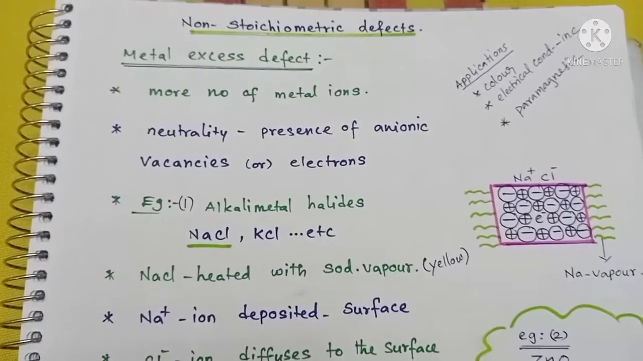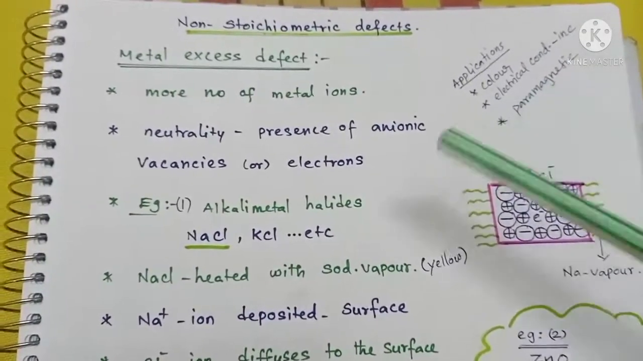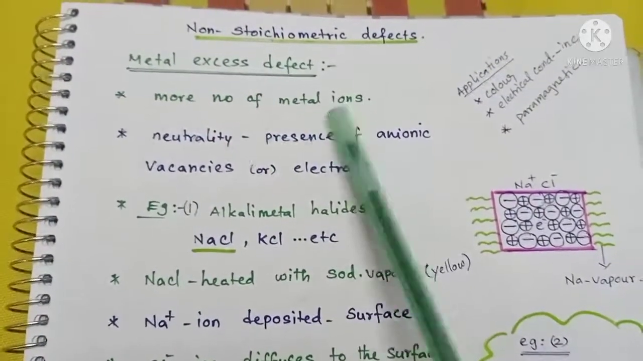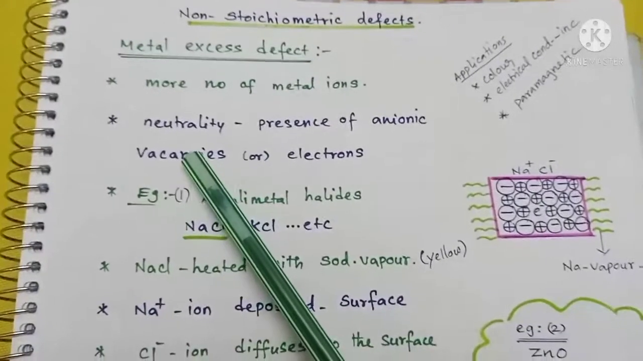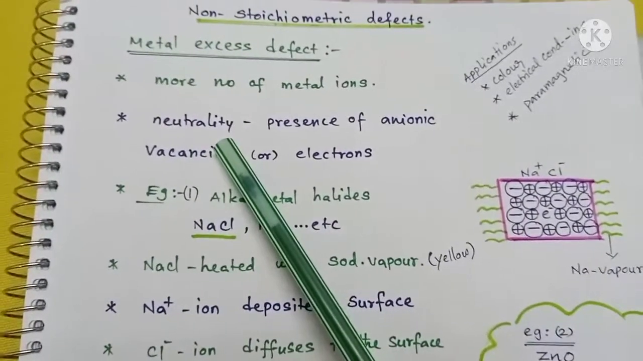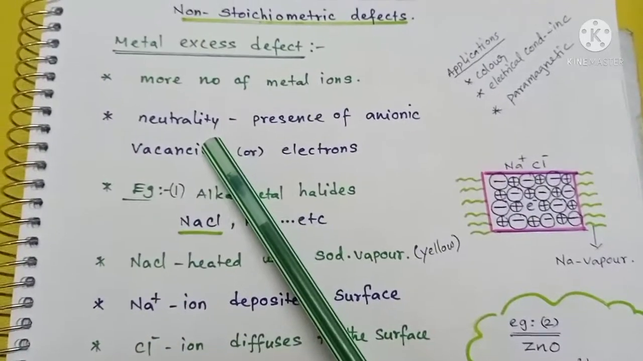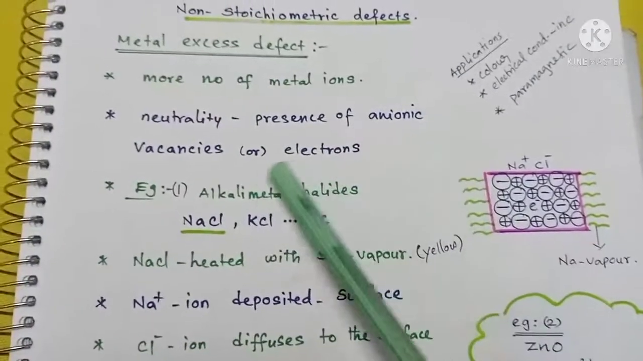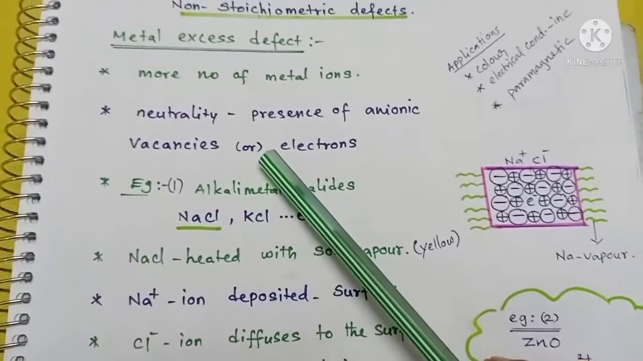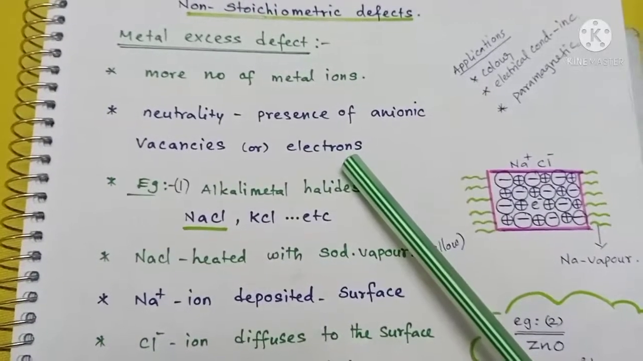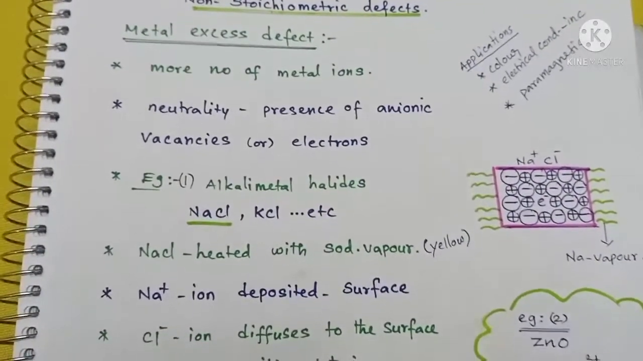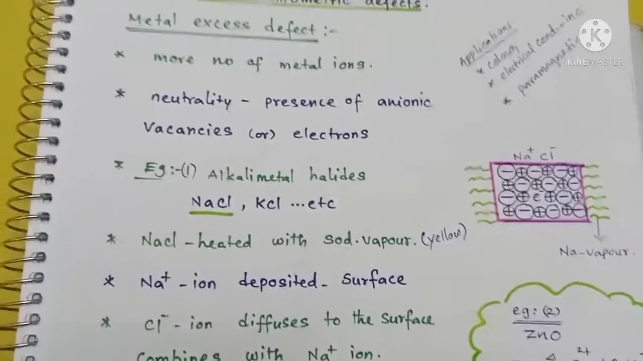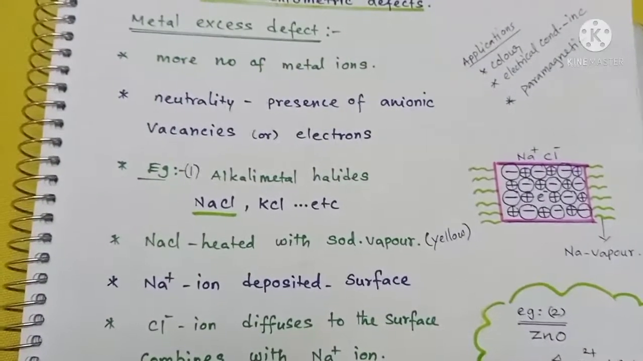This excess defect is due to the presence of more positive metallic ions. Because of the presence of more positive ions, the neutrality of the compound is disturbed. The neutrality is maintained by the presence of a certain number of anionic vacancies or by the presence of electrons. Generally, alkali metal halides, sodium chloride, potassium chloride, etc., possess this kind of metal excess defect.